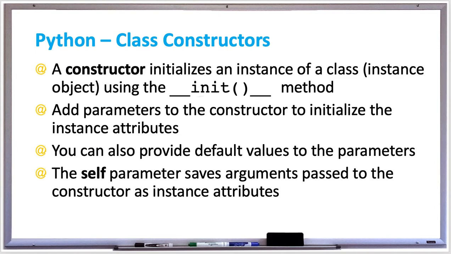You can add parameters to the constructor to initialize the instance attributes, and you can also provide default values to the parameters. So if an object is created and no value is provided to the parameter, then the default value will get set. The self parameter saves arguments passed to the constructor as instance attributes.